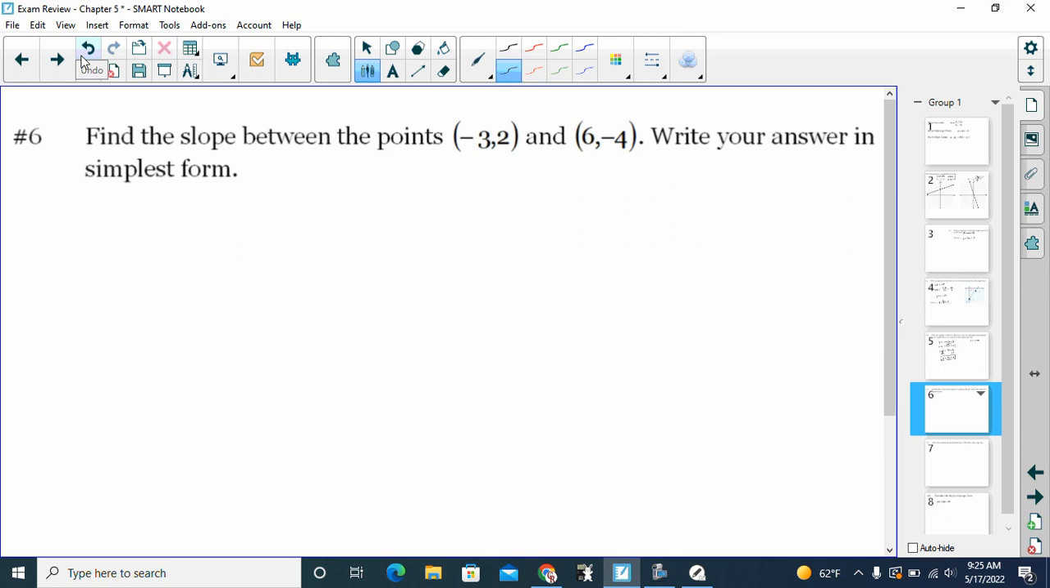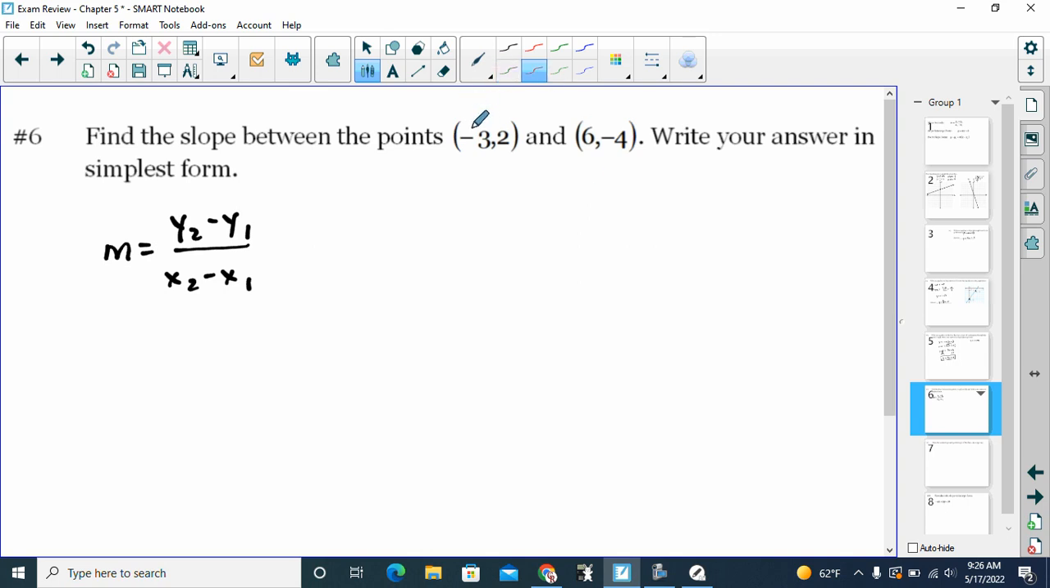Question number 6 asks us to find the slope between two given points. Find the slope between the points -3, 2 and 6, -4. We have a formula for slope. Again, it is going to be given to you on the exam. Slope equals y2 minus y1 over x2 minus x1.